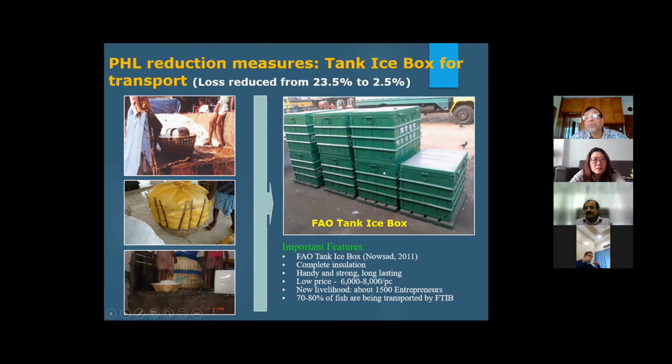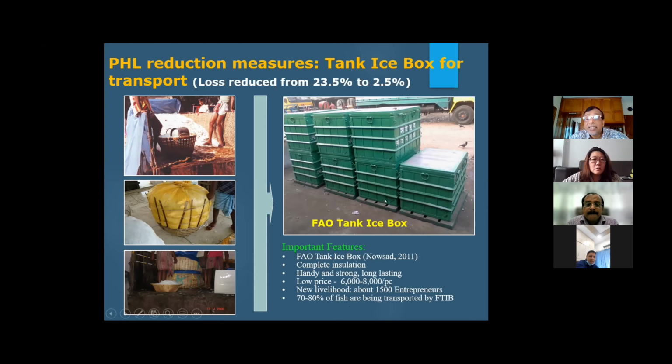We have upscaled it through many different projects, and now almost 70 to 80% of commercial fish are being transported by this tank icebox, from Satkhira to Dhaka, Dinajpur, Chittagong, and from our areas to everywhere. It has very important features. It is completely insulated, very handy, strong and long lasting. It can last for 8 to 10 years, and the construction price is very low, 6,000 to 8,000 taka per piece.